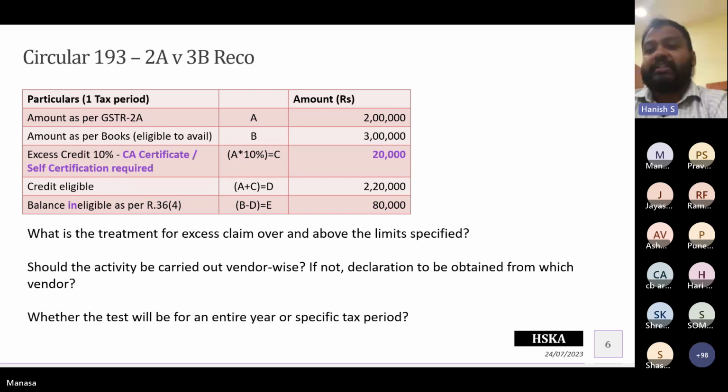So how do you get a declaration then from the vendor? That will become very, very challenging. So we'll have to see how the authorities are going to implement this circular.